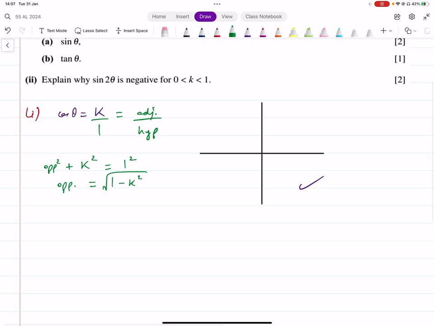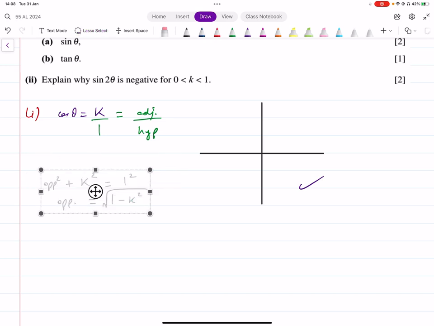We've got all three sides now. Adjacent is k, hypotenuse is 1, and opposite is square root of 1 minus k squared. Just write them down here. Adjacent is k, and the hypotenuse is 1. No, no, it's not necessary. You can write them down directly as well, and that'll be okay.